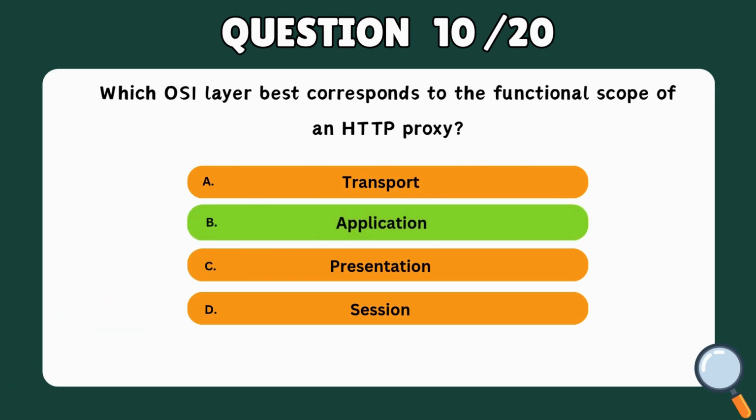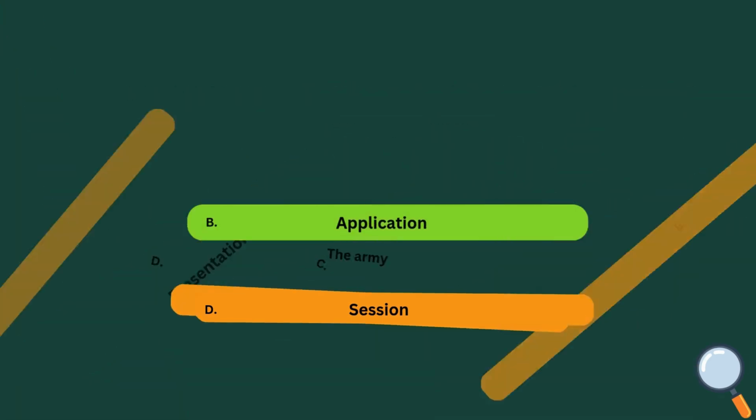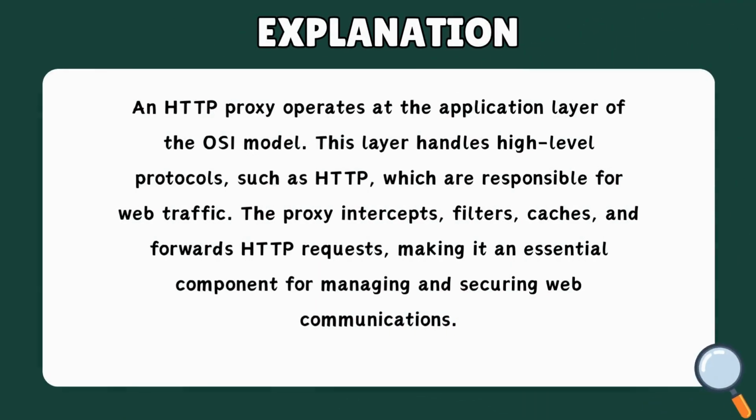Correct answer, B. Application. An HTTP proxy operates at the application layer of the OSI model. This layer handles high-level protocols, such as HTTP, which are responsible for web traffic. The proxy intercepts, filters, caches, and forwards HTTP requests, making it an essential component for managing and securing web communications.